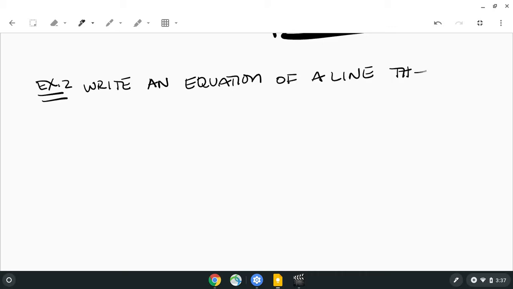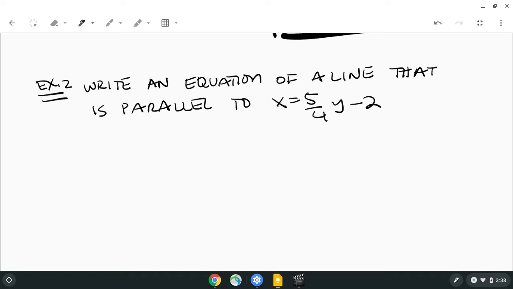Okay, so write an equation of a line that is parallel to x equals 5 over 4y minus 2 and passes through 4, negative 2.